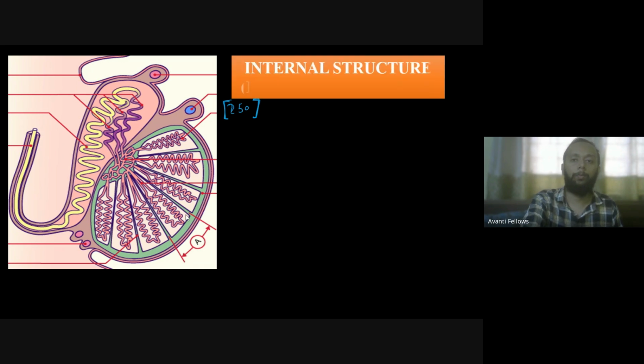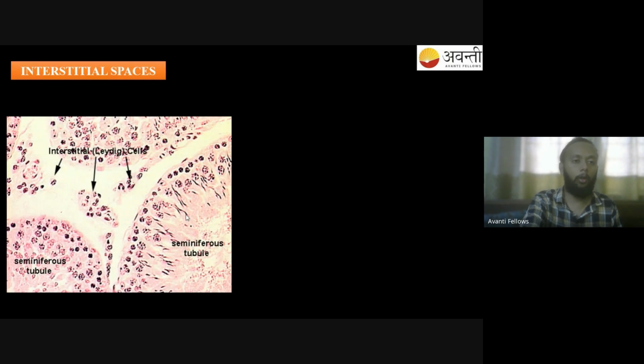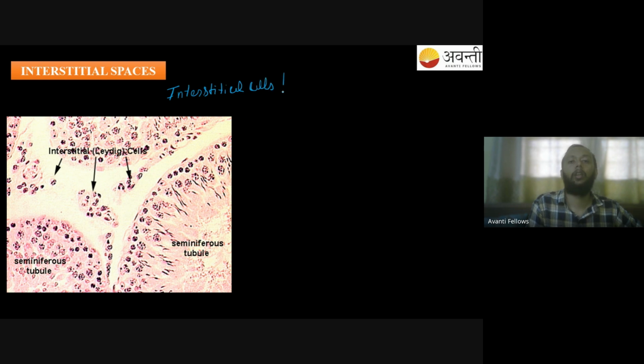So that was the internal structure of the testes. Now this is my interstitial space. Do remember this: the interstitial space will have the cells which are my Leydig cells, and they release testosterone, right? जहाँ पे seminiferous tubule के बाहर का जो space था उसे हम कहते हैं interstitial space, and here the cells which are seen are called Leydig cells, or you can also call them interstitial cells. So either you can use the term interstitial cells, or you can use the term Leydig cells.